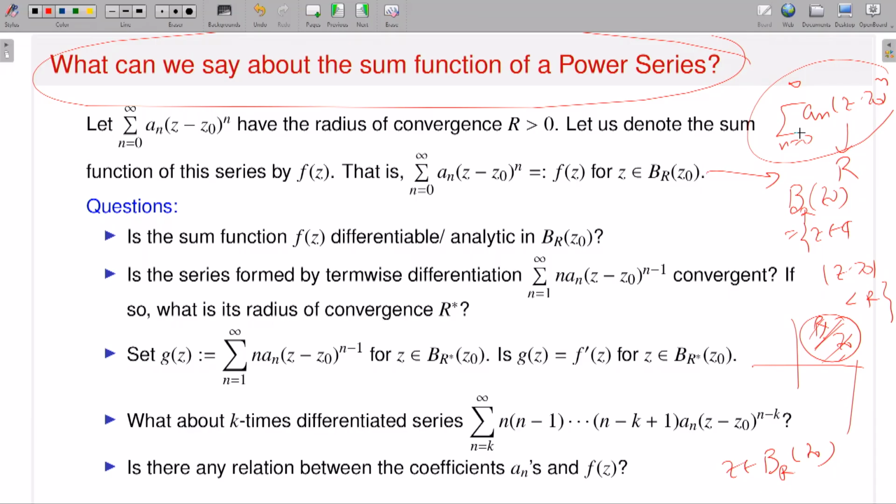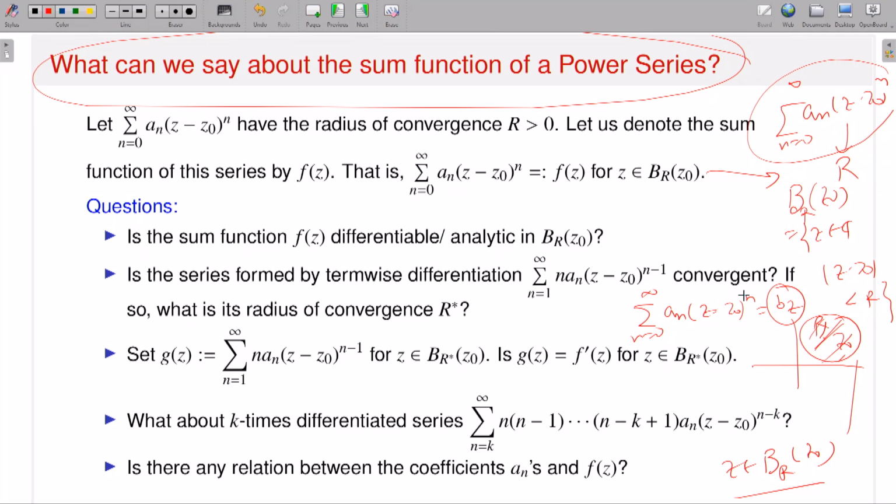So what I am trying to say is that if I take z from B at z naught, then this object, the sum of a n times (z minus z naught) to the power n from 0 to infinity, will be some complex number. Let it be, say, b suffix z. It depends on z, because if I change z, the corresponding value will change, because the sum will change, right?